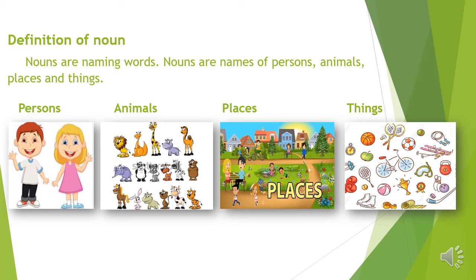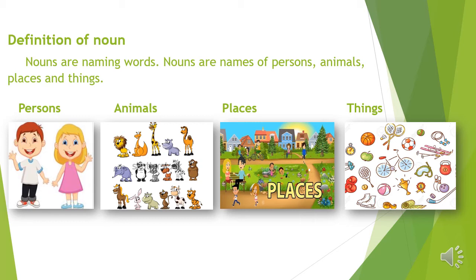I hope you have learnt about nouns in my lecture 3. Let's revise the definition of nouns. What are nouns? Nouns are naming words. Nouns are the names of persons, animals, places, and things. Now I'm going to give you some examples of these.